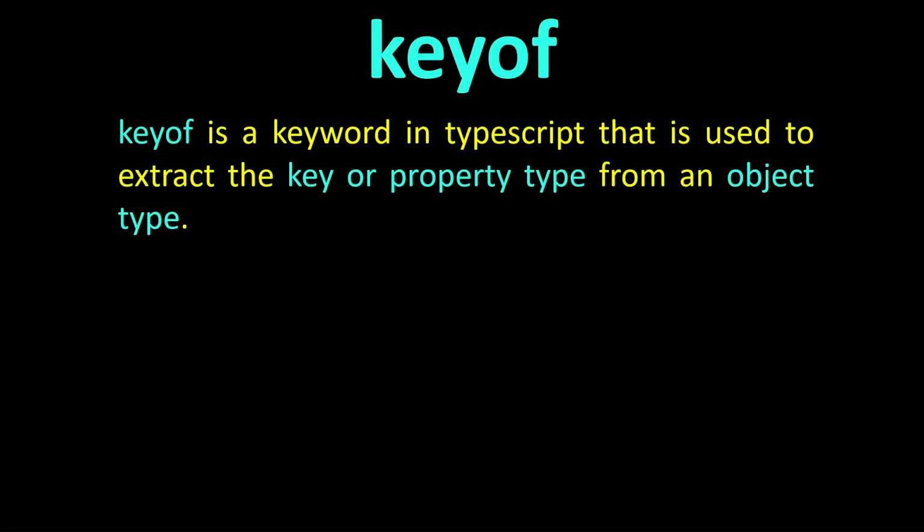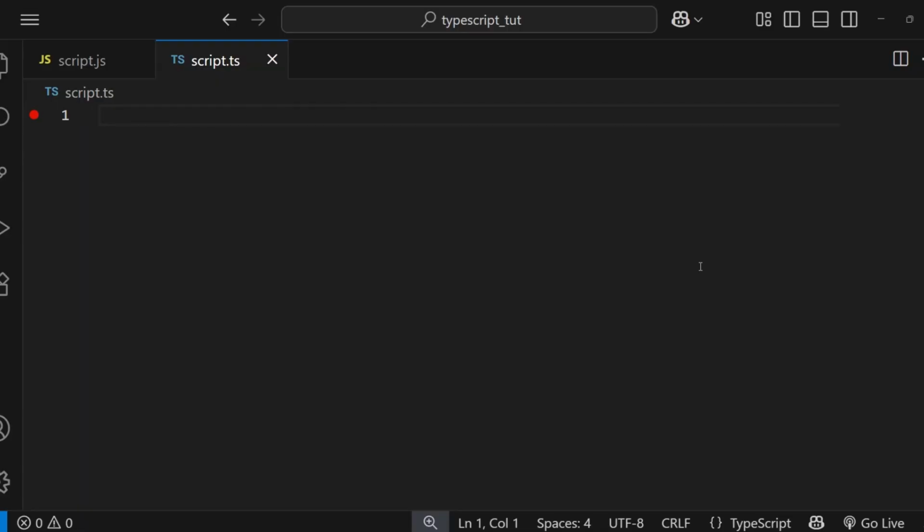First, let's look at the definition of KeyOf. KeyOf is a keyword in TypeScript that is used to extract the key or property type from an object type. What does it mean? Let's understand through an example. First, let's create an object, me, where we will define two properties as name and age.